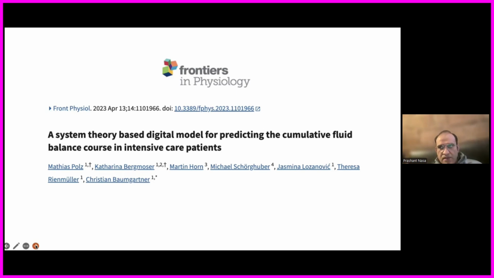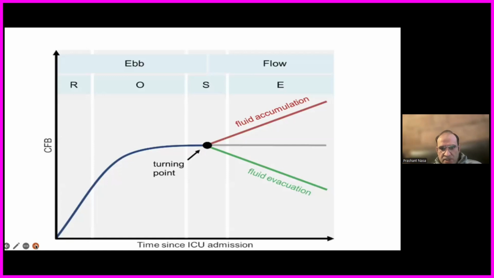So just cumulative fluid intake, which is easily calculated through our intake output chart, which we usually maintain in the intensive care unit. By looking at cumulative fluid intake, the model tried to predict the cumulative fluid balance in these patients. We know this ROSE concept, which you must have heard about since morning, that there are certain patients which go into the flow phase while other patients don't go into that phase.